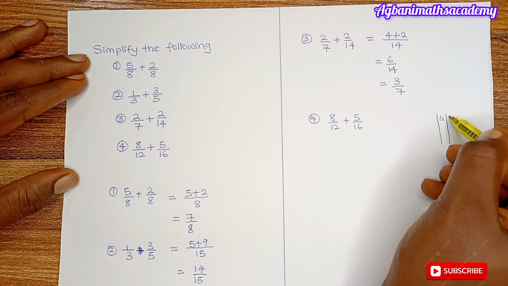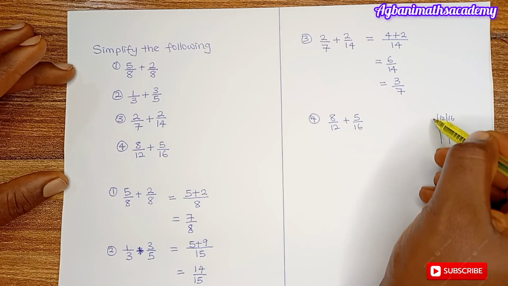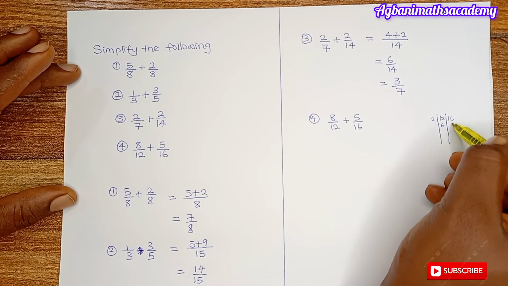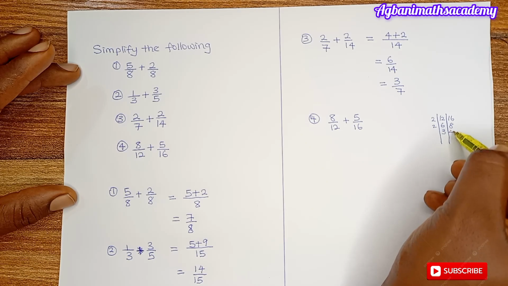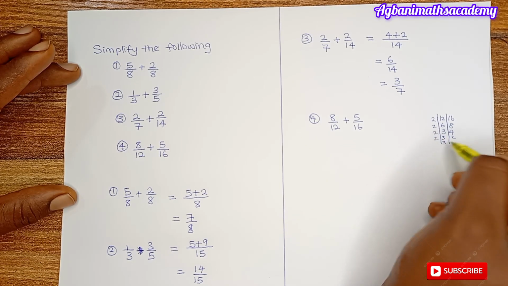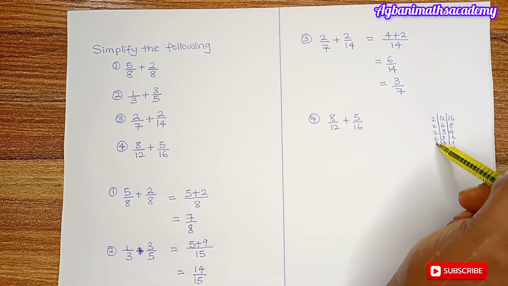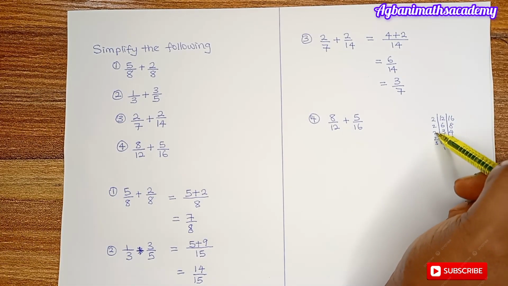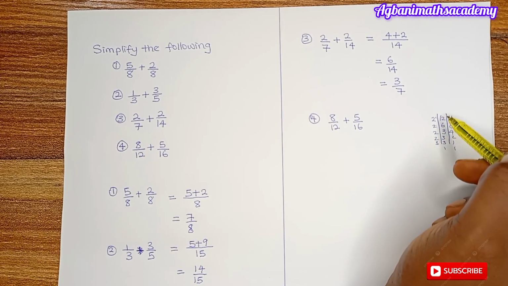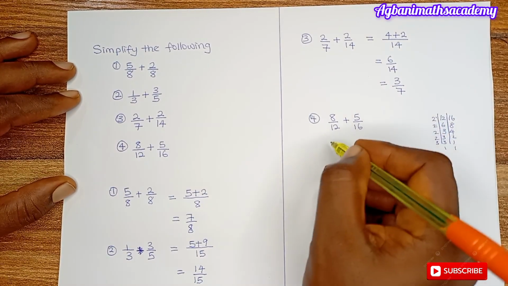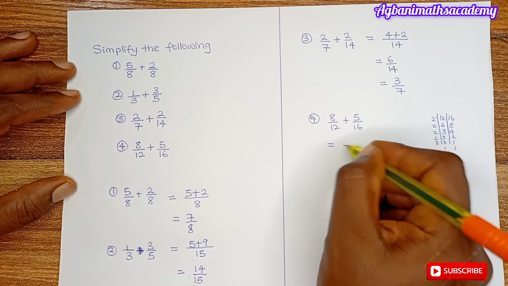12, 16. What can divide both? We have 2, we have 6 and 8. 2 again, we have 3 and 4. 2 again, we have 3 and 2. 2 again, we have 3 and 1. And then 3, we have 1, 1. So the common denominator will be 3 multiplied by 2, 6, multiplied by 2, 12, multiplied by 2, 24, multiplied by 2, 48. So the common denominator here is 48, which is the LCM of 12 and 16.